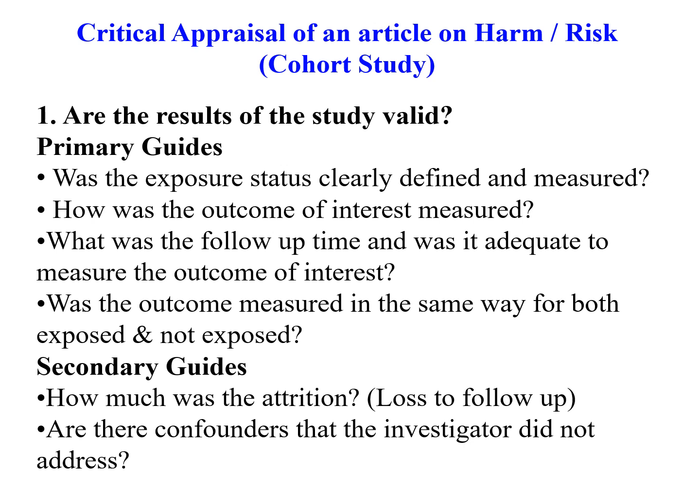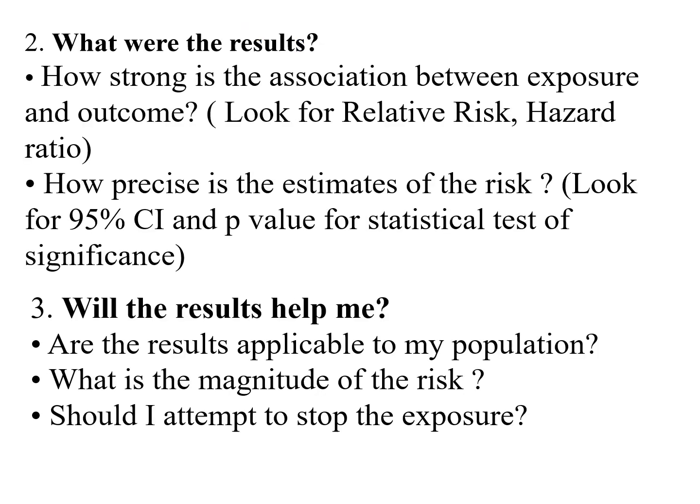Secondary guides. How much was the attrition, or the patients' loss to follow-up? And are there confounders that the investigator failed to address? Then what were the results? How strong is the association between exposure and outcome? And how precise are the estimates of the risk?